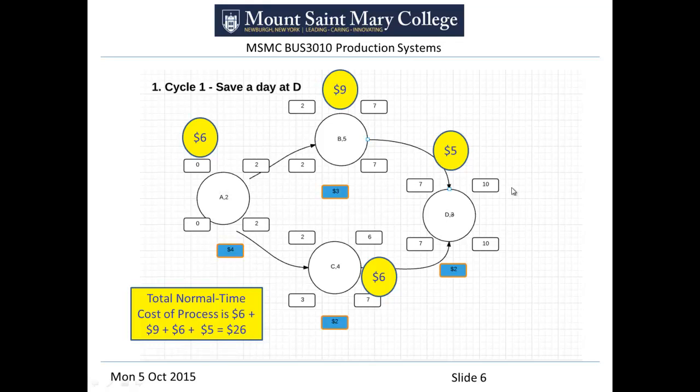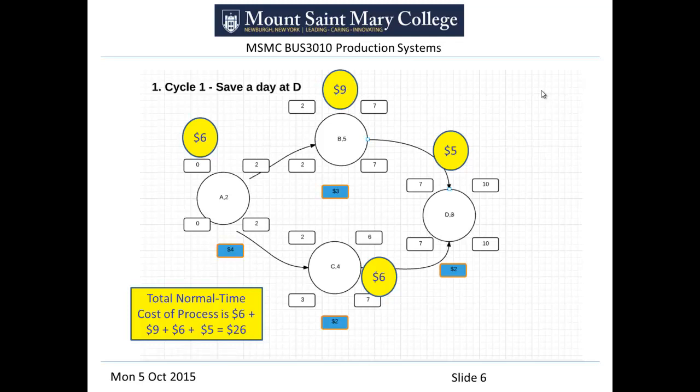Adding them all together, it comes out to 10 days. If you look at the entire cost to get through there in 10 days, it's just the 6 plus the 9 plus the 6 plus the 5. I'm stating that down here in the yellow box. Total normal time cost of process, so the normal time of 10 days, the cost of the process is those numbers added up, and it comes out to $26. So that's where the number in the table comes from. I wanted to show that in this first slide.